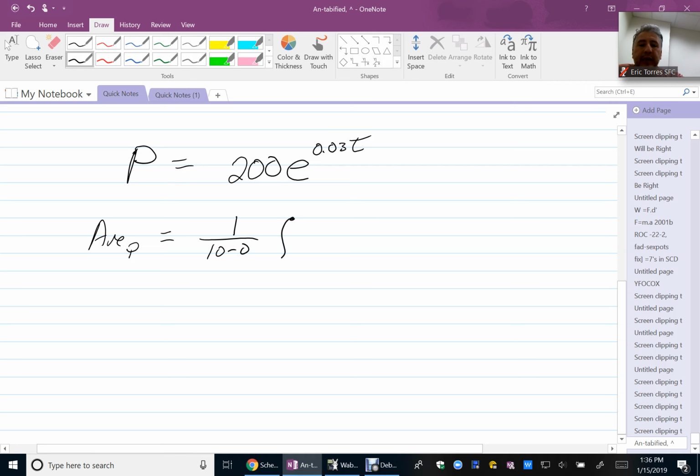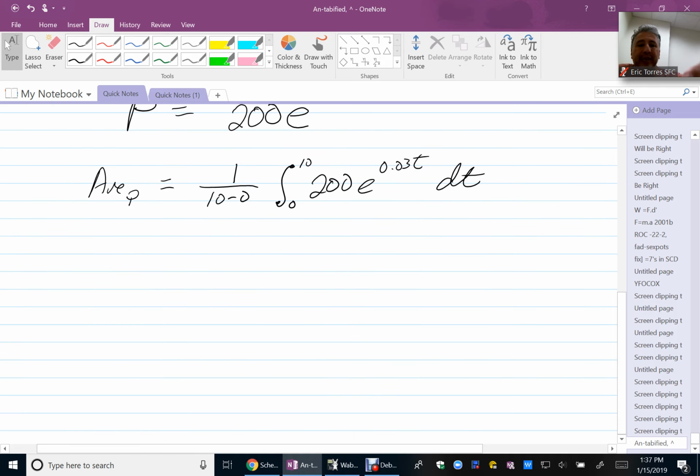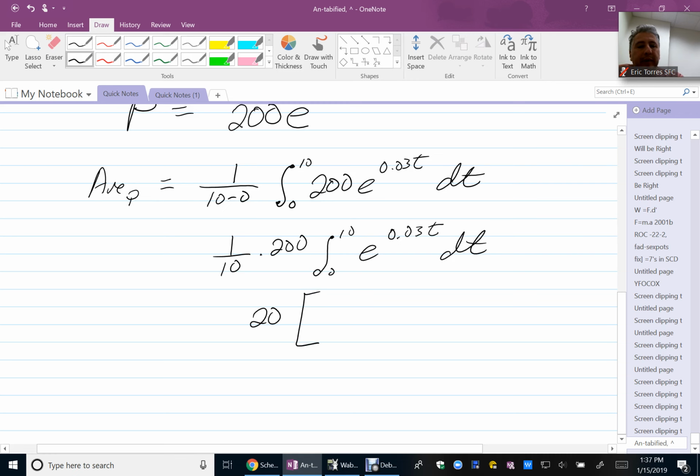So the average value of my price is going to equal 1 over 10 minus 0 times the integral from 0 to 10 of my function. And basically, you just have to know how to set up that simple integral and divide. So for the antiderivative of this, I'm going to move this 200 out front first before I go anywhere. And 200 divided by 10 is 20. And now I'll take my antiderivative. The antiderivative of e to the rt is e to the rt divided by r, from 0 to 10.